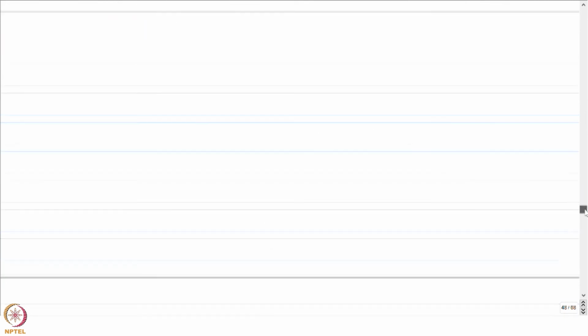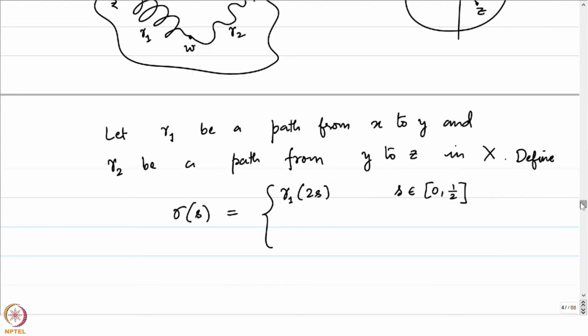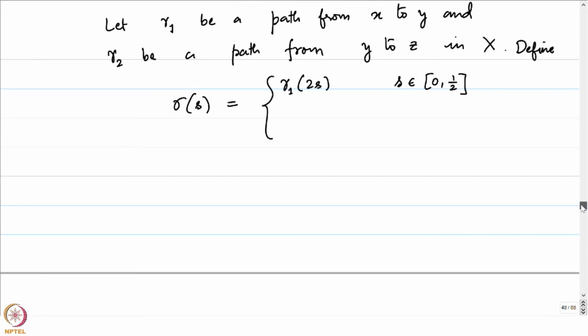And in the second half, that is what we were doing, right? In the first half, it will go till W, and in the second half, it will go from W to zeta in the picture. Here, it will be from X to Y, and then the second half will be gamma 2 of 2S minus 1, where S is from half to 1. By using the pasting lemma or by brute force, you can check that sigma is actually a continuous mapping from [0, 1] into X.